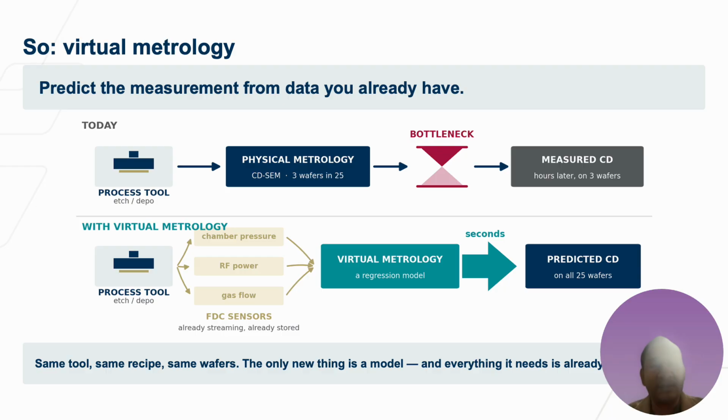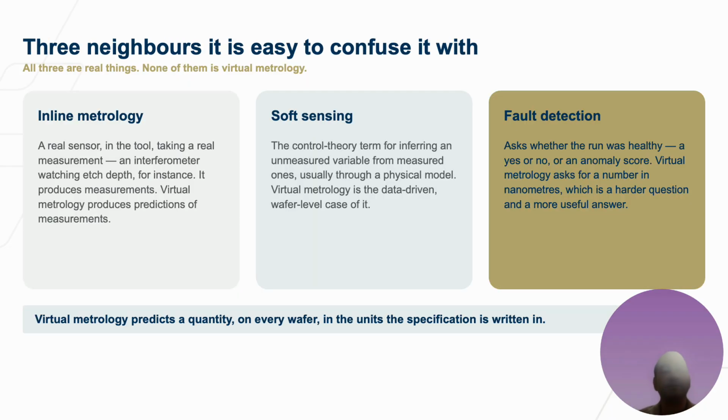And the model itself is unglamorous. It is a regression, 1 row per wafer, a few hundred labeled examples, a target in nanometers. Where do the labels come from? From the top row. Every real measurement you ever take is a training example, so your metrology history is your training data. And the 2 parts are not alternatives. The top one teaches the bottom one. Same tool, same recipe, same wafers, the only new thing is a model and everything it needs has already been logged. That is why this is the first machine learning project most fabs attempt.